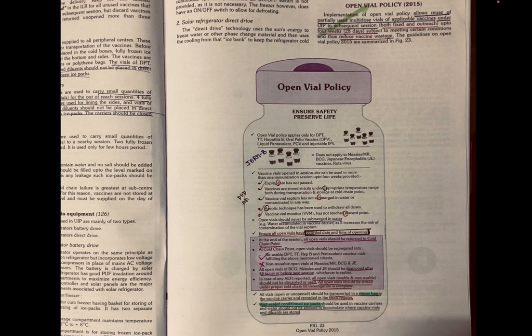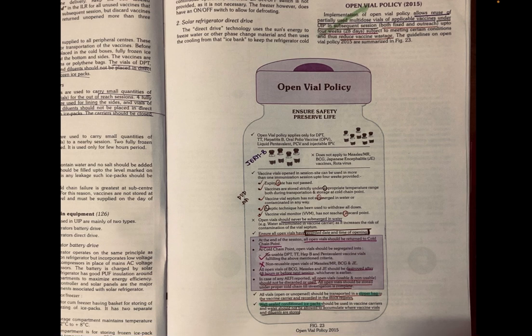And aseptic techniques have been followed while withdrawing all doses. While taking out the vaccine from the vaccine vial, you have to follow aseptic methods. If not, it will lead to contamination. And the vaccine vial monitor has not reached a discard point. I use the mnemonic DDDAA. The first D stands for expiry date, the second D stands for not dipped in water, and the third D stands for vaccine vial monitor has not reached its discard point. A stands for appropriate temperature range, and the other A is aseptic technique while withdrawing the vaccine from the vial. So these are the 5 conditions. Followed properly, you can use the vaccine for the second time.